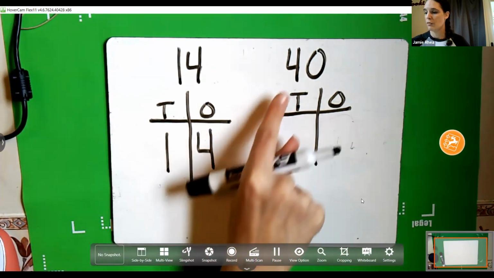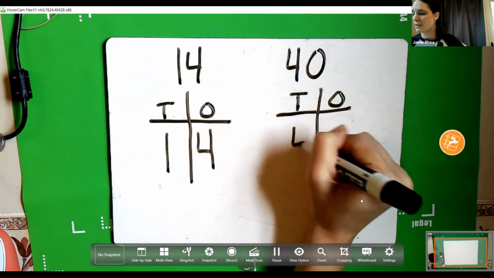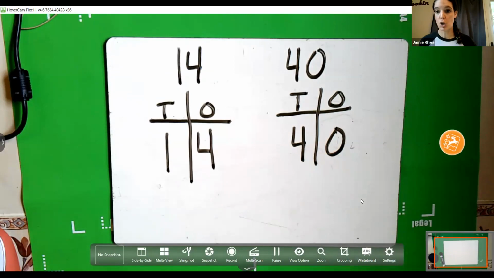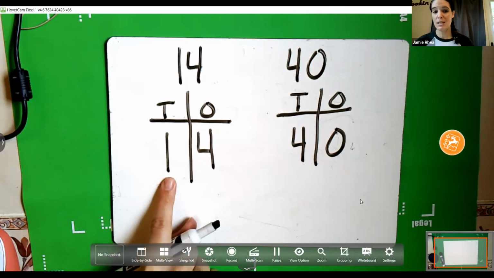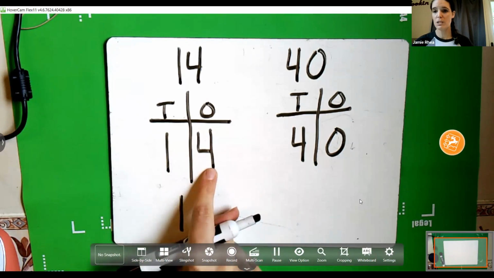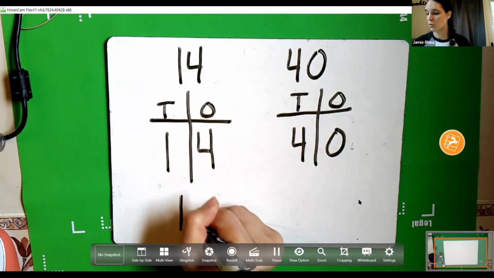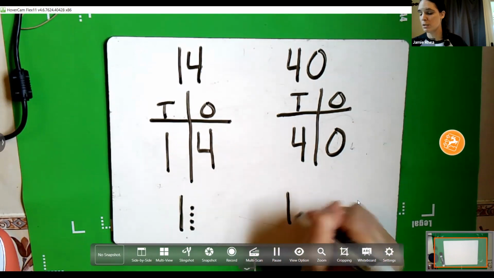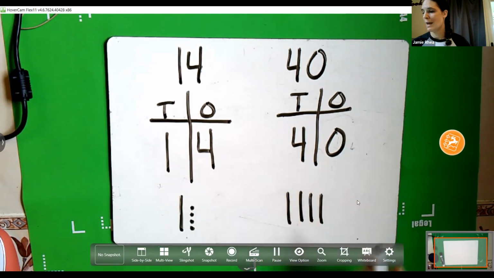40. 4 is in my tens place. 0 is in my ones place. Now let's draw it out, okay? How many 10s in 14? 1 quick 10. How many 1s in 14? 4. 1, 2, 3, 4. Okay, now let's do, how many 10s are in 40? 4. So let's do 4 quick 10s. 1, 2, 3, 4.